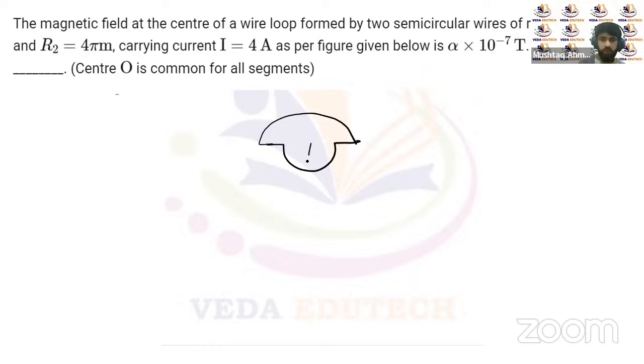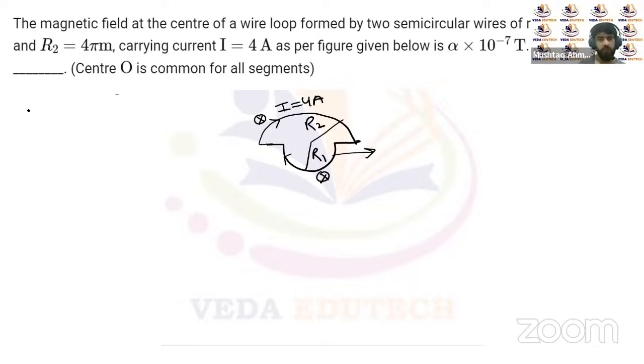Now for the first coil, the radius is r1, and for the second coil, the radius is r2. We have to find the magnetic field at the center. Let's suppose there is current I flowing, and this current I is given as 4 amperes, so the same current I will be flowing through this. Now if we calculate the direction of the magnetic field because of this circular portion, it will be into the plane of this paper. We'll be using the right hand thumb rule. Because of this larger semicircular wire, it will also be into the plane of this paper. It means that the two magnetic fields will add up at the center O, which is common for both the segments.